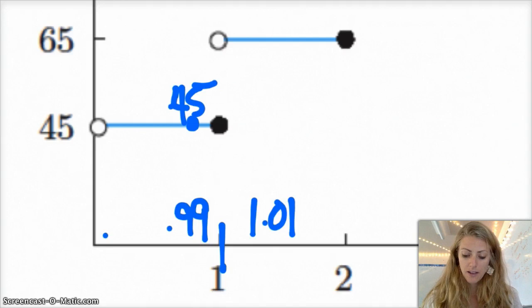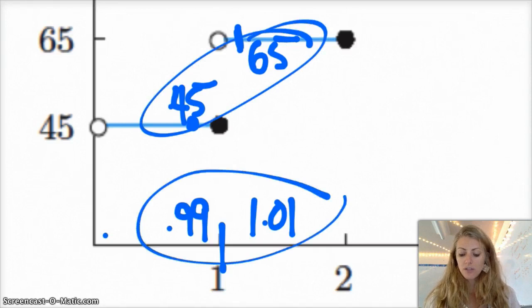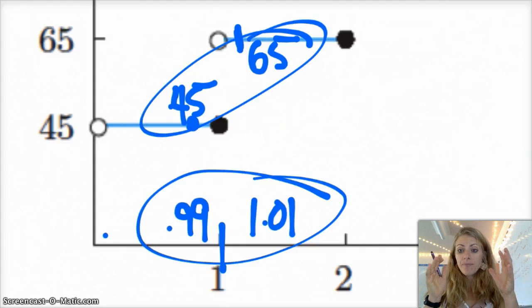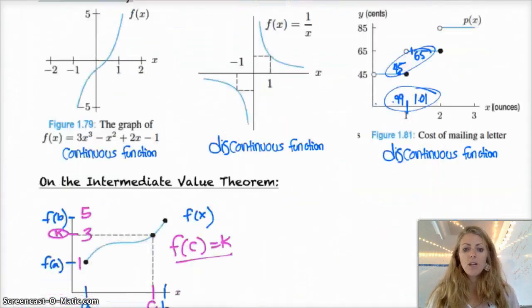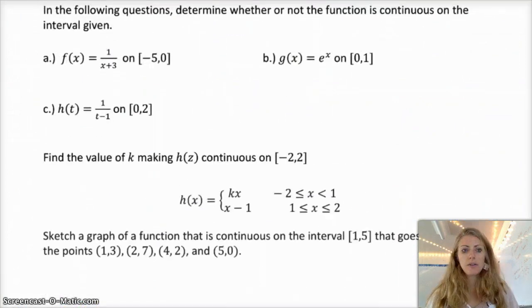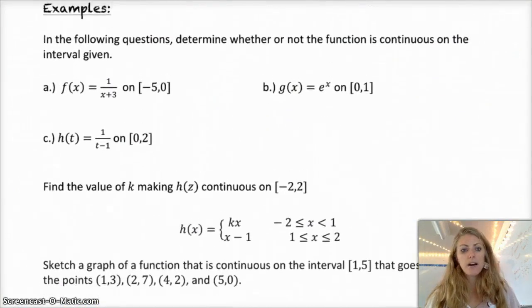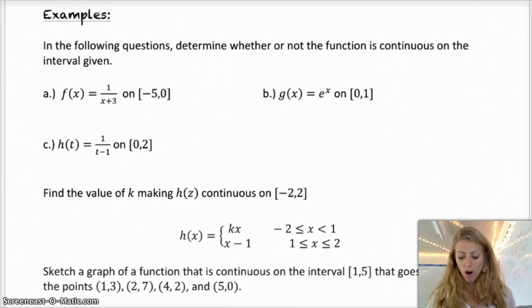I would go up here, and I'm at 65 cents. 45 and 65 are not close when you look at how close the x and the y values are. And so that's a good indication that you skipped a number, you jumped, and therefore the function is discontinuous at that point, okay? So we're going to try a couple examples. So here are the examples for you. It might be a good idea to pause the video right now and go ahead and try each of these problems. And then I'll go through the answers in the next 2 minutes, and hopefully you'll get the hang of it.